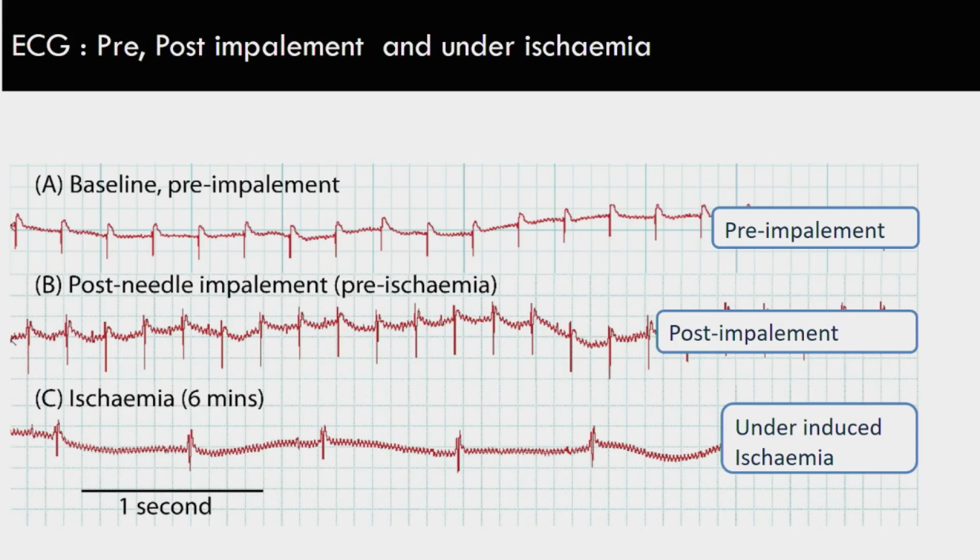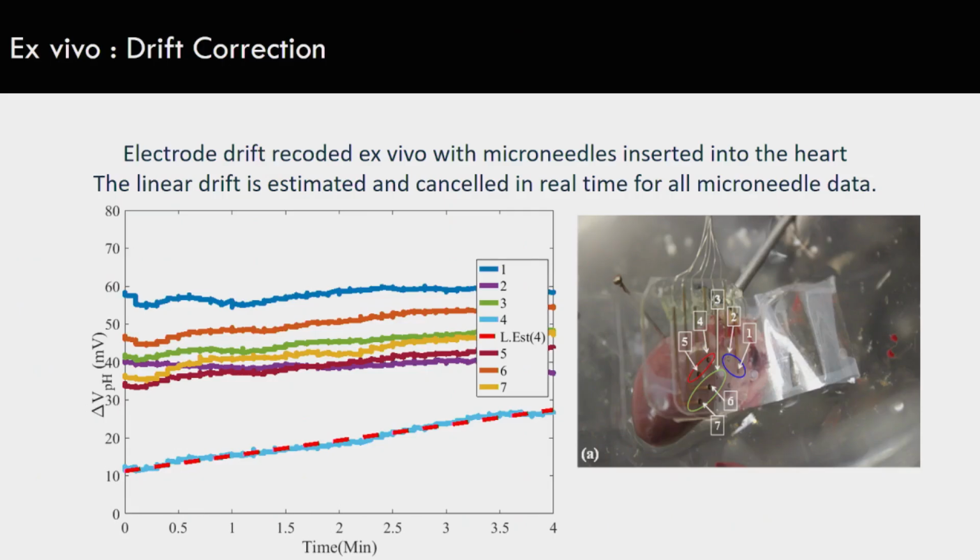This result shows us that if you look at the pre-impalement ECG and the post-impalement, there is not much of a difference between pre and post. That means the heart is not damaged because of implantation. And this is where we are inducing the ischemia or heart attack, you can say, by cutting off the oxygen. This is the kind of drift that I told you about earlier, and this had the LMP amplifier that I had shown you. There is still a little bit of drift present in this recording.